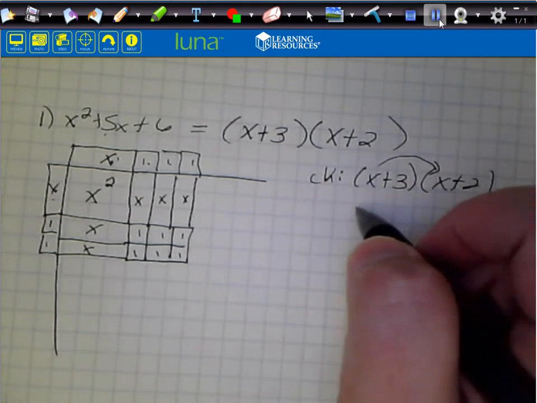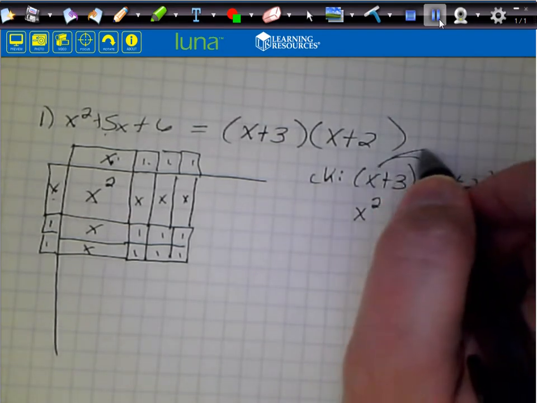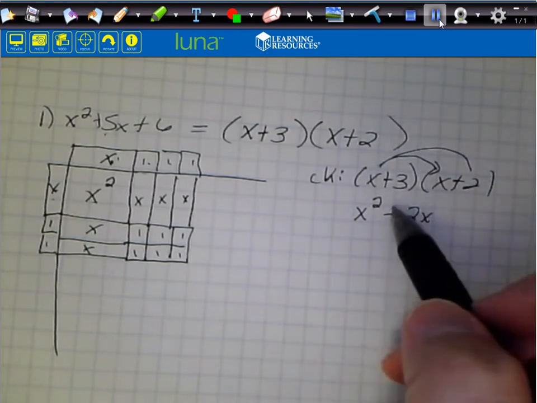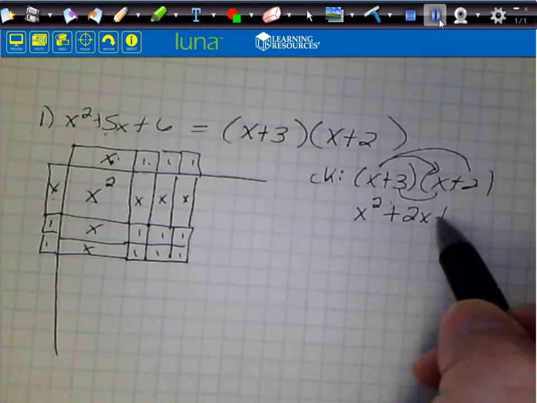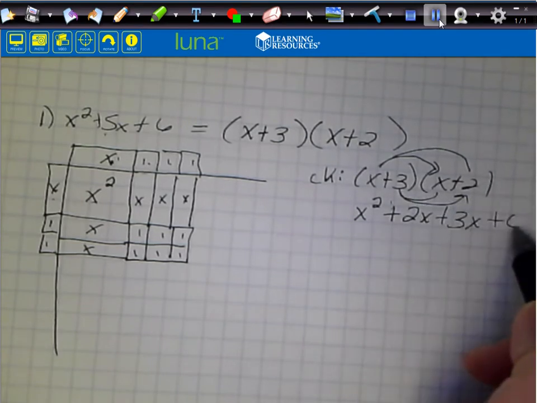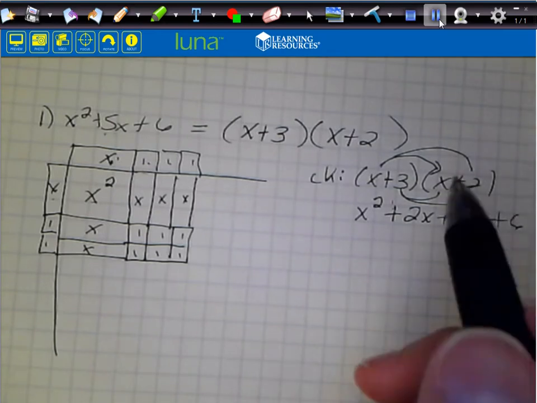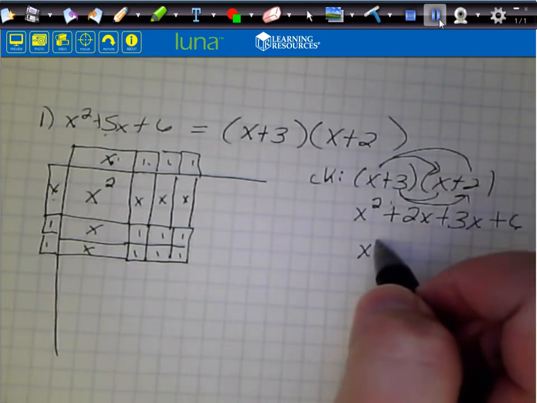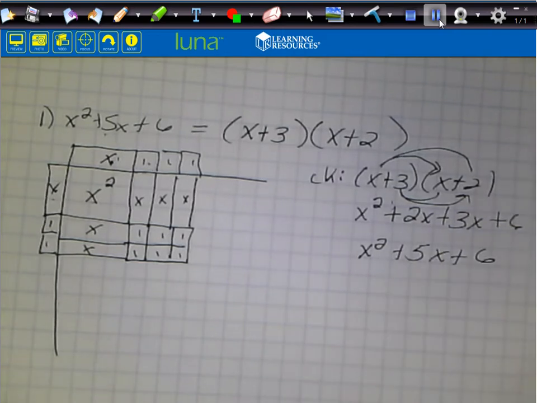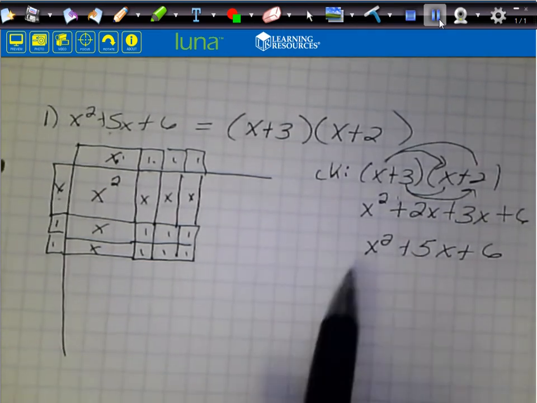We're going to say x times x is x squared. Then x times 2 is 2x. Then we're going to come down here, 3 times x is 3x, and then 3 times 2 is 6. Then I'm going to put those middle terms together. I'm going to say x squared, 2x and 3x is 5x, plus 6. And that's exactly what I started with.